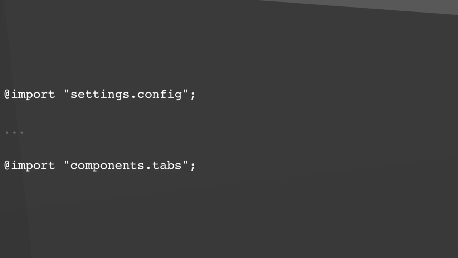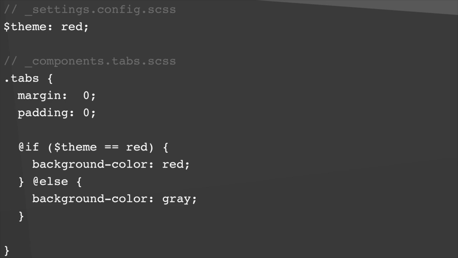So this is a settings file, specifically the site's config, and we've got the component.tabs again. The simplest, most pragmatic, cheapest, dirtiest, quickest way to get this off the ground is just have a theme variable, a global variable telling you that the theme is red. Then inside the partial for the tabs, we just have a little bit of logic. If the theme's red, do this, otherwise fall back to gray.